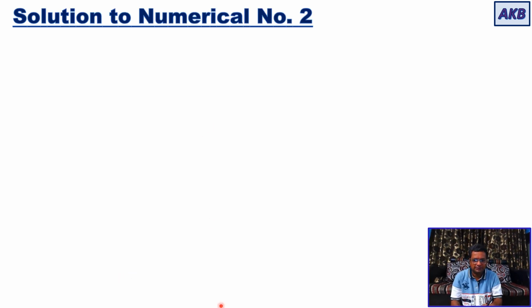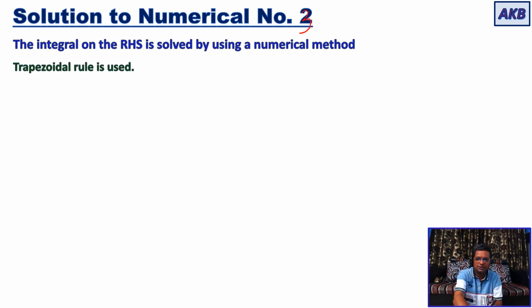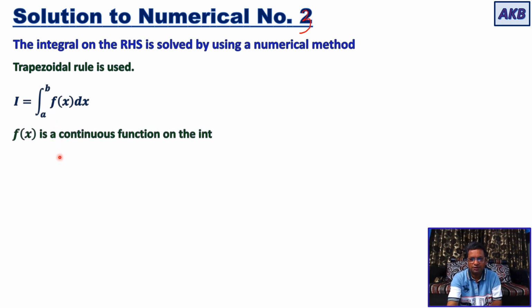Okay, so let us understand. Let us move further. This is numerical number 3. The integral on the RHS is solved by using a numerical method. As I said, the numerical method is the trapezoidal rule. So for this integral, integration of f of x dx a to b, f of x is a continuous function on the interval a to b.